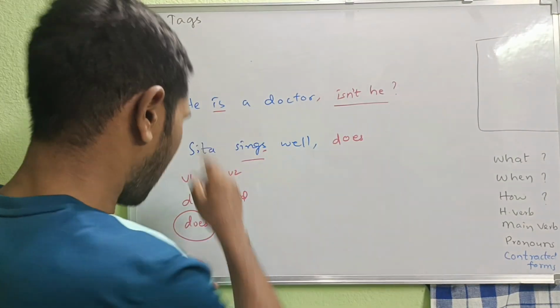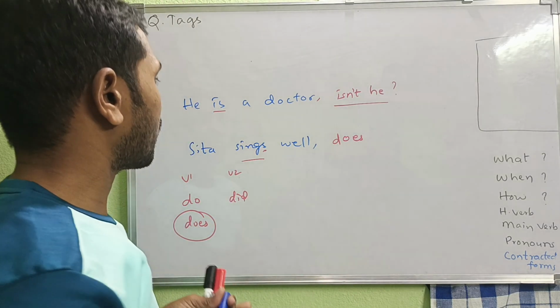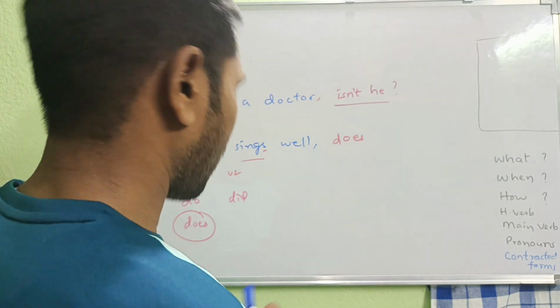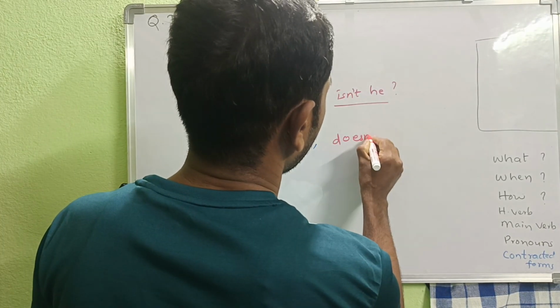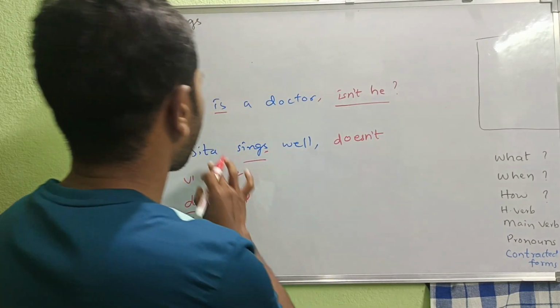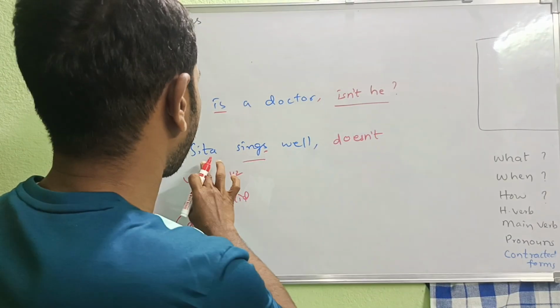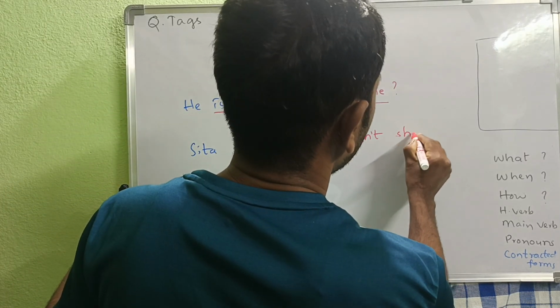Then, after that we have to see whether the statement is positive or negative. The statement is positive, so what we have to do is make the tag negative. Negative is added. Next, Sita. Sita is female gender, so feminine gender. So the pronoun used is she.